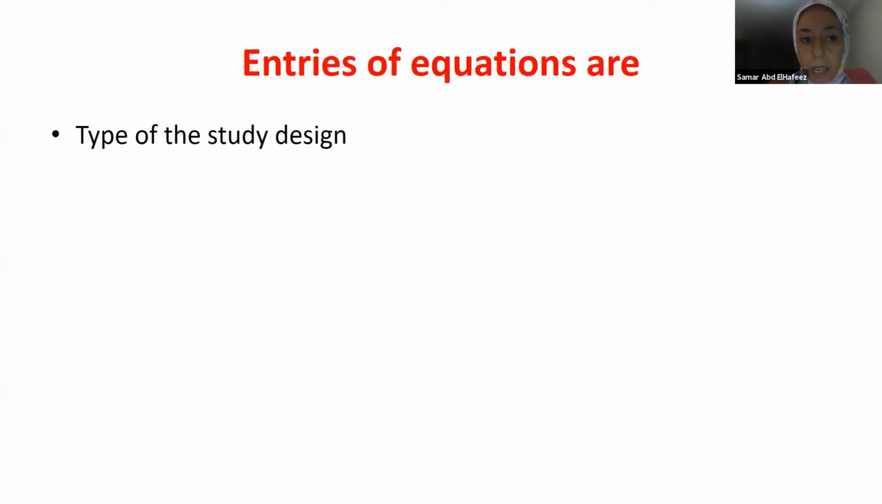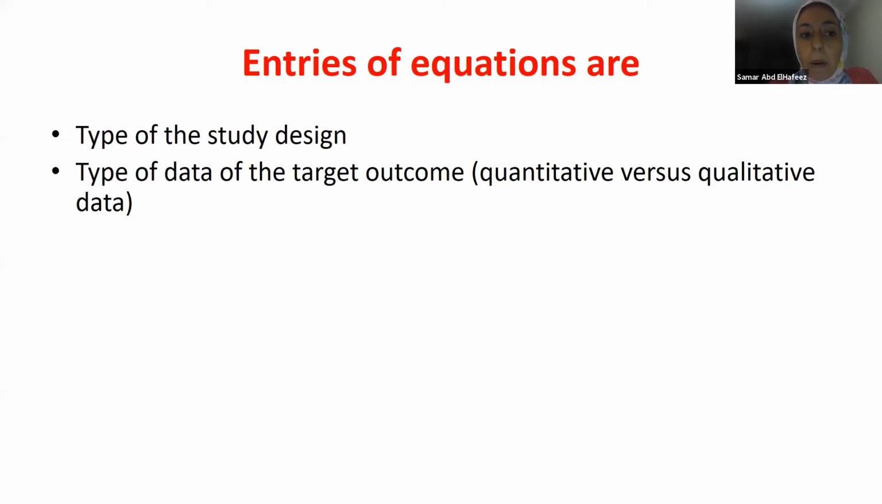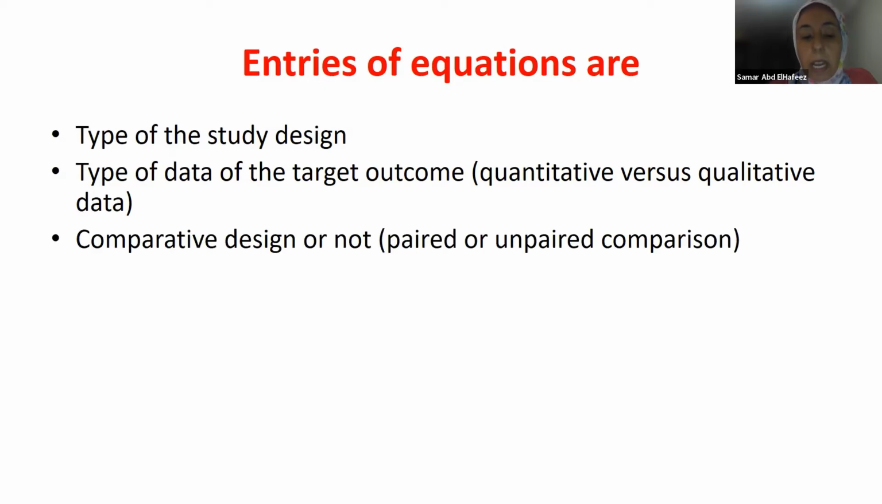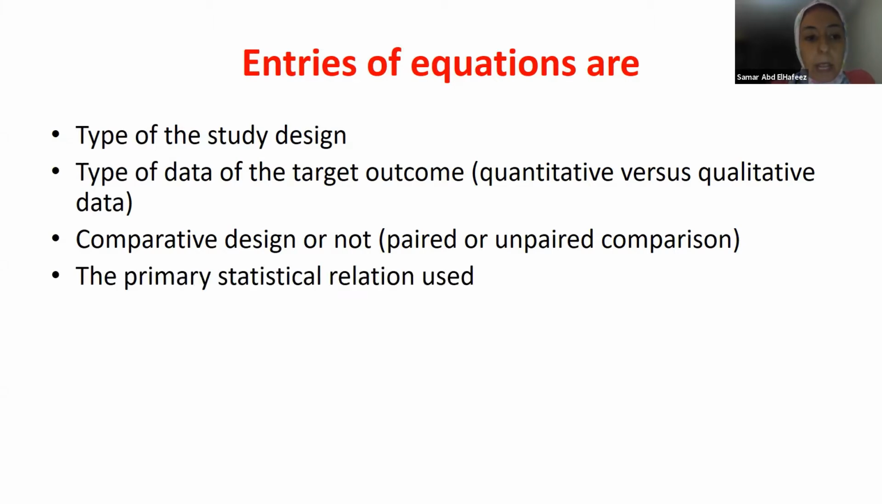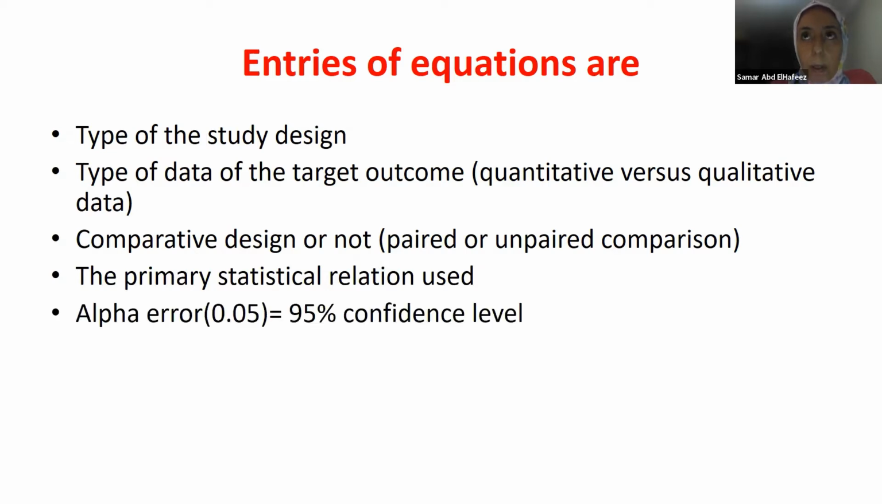The type of the study design, the type of data of the target outcome, whether it's quantitative versus qualitative. This study will be comparative or not, and this comparison will be paired or unpaired. I will explain each one. The primary statistical relation used, and 2 other determinants, which are the responsibility of the statistician: something called the alpha error, usually put at 0.05, and the power, which for all observational studies is set at 80%.